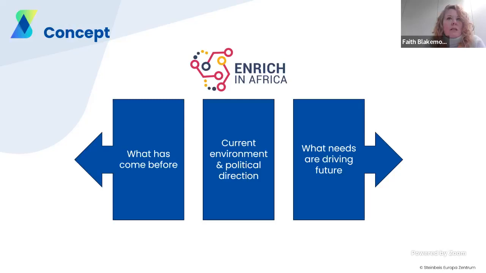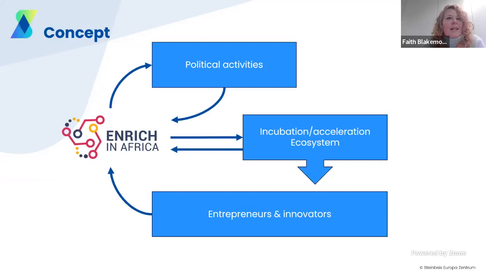So what we decided to do was create Enrich in Africa as a network of incubators and accelerators, meeting the topic requirement, but also speaking to the political activities. So finding out what was happening politically, working with the political organizations to understand what they want, but also passing information from our network up to them. So they are understanding the requirements on the ground, the needs, the impacts that are happening to help them drive their political initiatives. We were then working with incubation and acceleration ecosystems with hubs across Europe and Africa to understand what they wanted and develop services for them, with them then providing us information about their needs and anything that we might need to iterate or change.